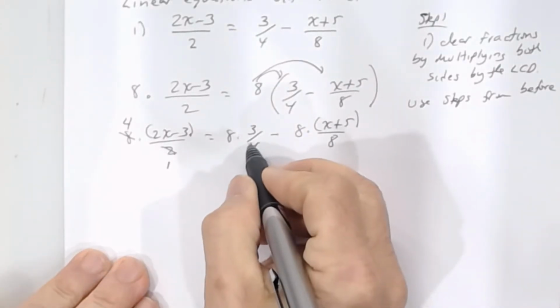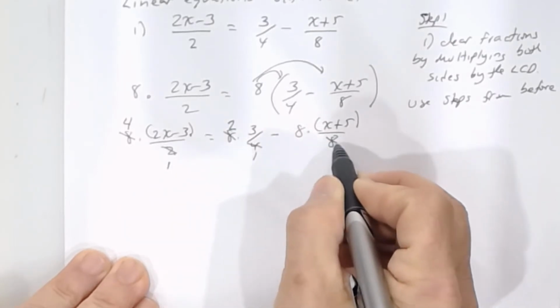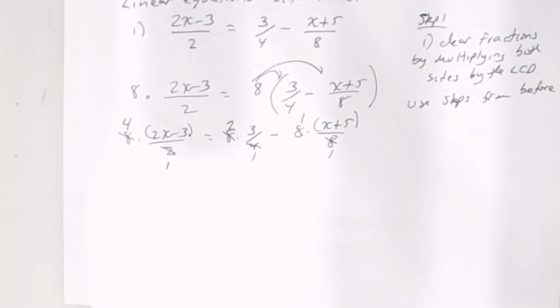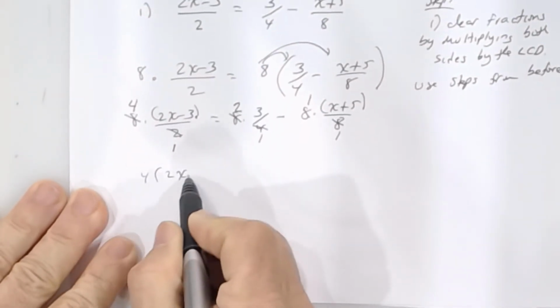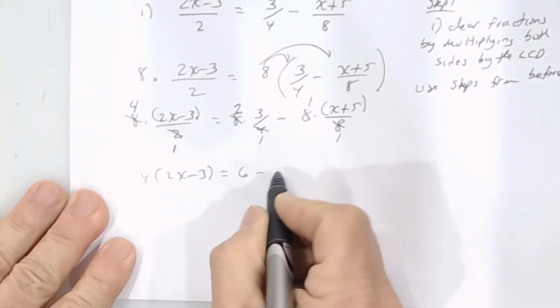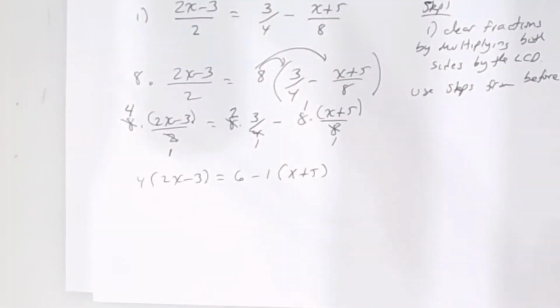Okay, and then you're going to say 4 into 4 is 1, 4 into 8 is what? 2. Then you're going to say 8 into 8 is 1, 8 into 8 is what? 1. Okay, good. So this is where I'm at. If you look at this, this is what you have right now. You have 4 times what? 2x minus 3 in parentheses equal 2 times 3 is 6, minus 1 times what? That's what you have. And now that looks a lot easier than what you've had before.